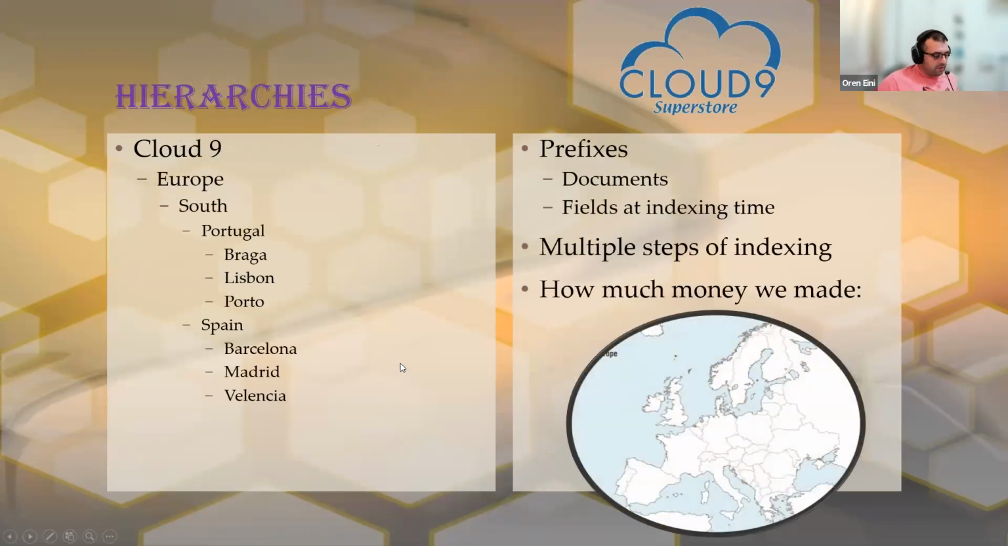Let's talk about another interesting detail. We have hierarchies. We have the Cloud9 Superstore, and we have all of this hierarchy of stores. Here is Portugal and Lisbon and Spain, all of the stores in there. And what I want to do now is ask questions based on the documents. How much money, how many orders do I have for Lisbon? How much money did I make in Portugal? How much money did I make for Southern Europe? How do you do something like that?